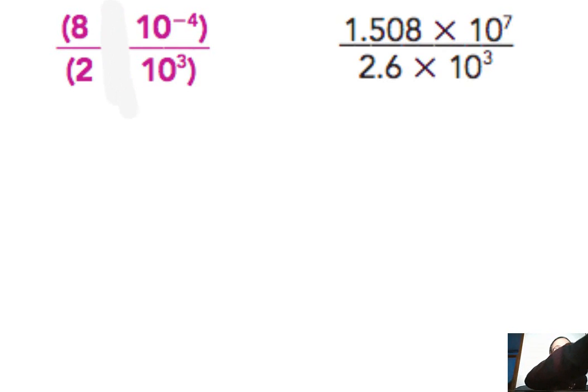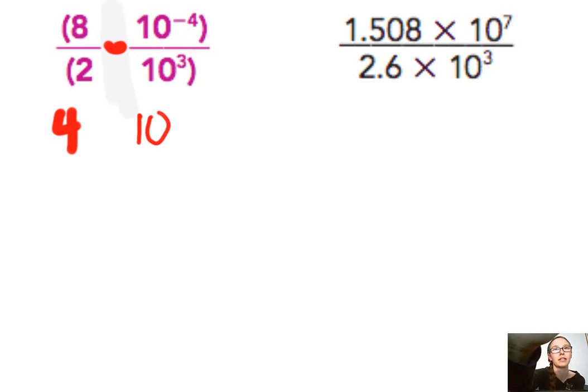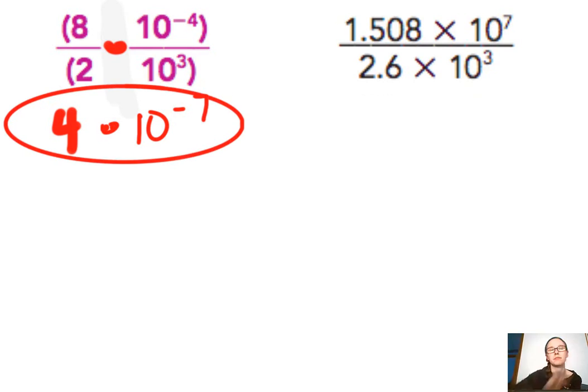So I could look at it as, like in multiplying fractions, 8 over 2, 8 divided by 2 to get 4, and then 10 to the negative fourth over 10 to the third. Using the quotient rule, we subtract the exponents. So we get negative 4 minus 3, which is negative 7, and I place that times in there, and that is my final answer.